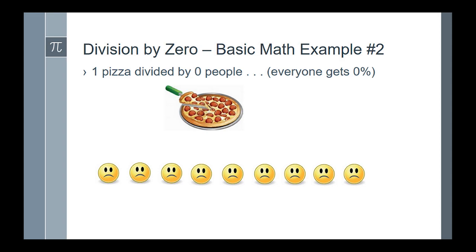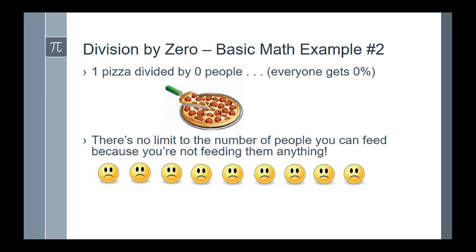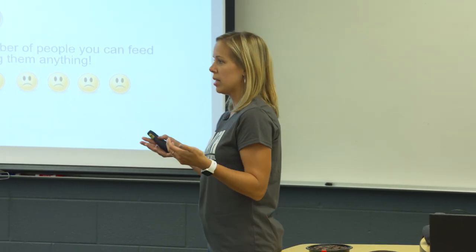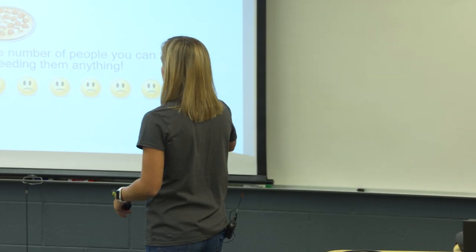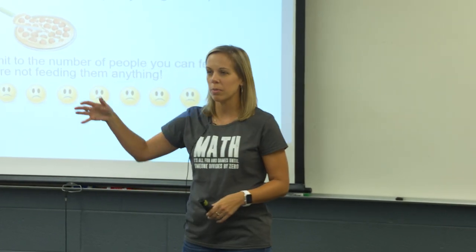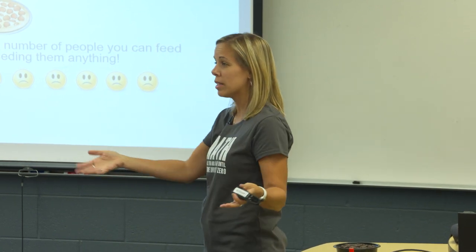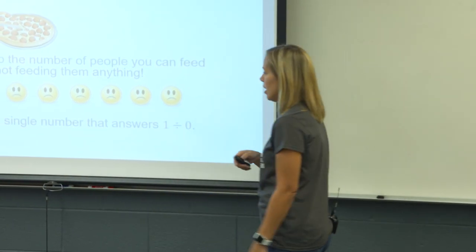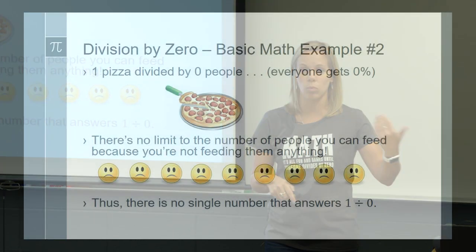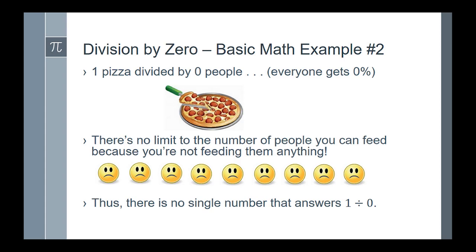Now we have one pizza, and we're going to divide it by 0 people. So everyone gets 0% of the pizza. So what is that? 1 divided by 0. Well, there's no number that satisfies that. We can actually feed an unlimited number of people because we're not feeding anybody, because nobody's getting any of the pizza that we have, okay? And everybody's sad. So there's no single number here that would answer 1 divided by 0. We don't have, like with 15 divided by 5 equals 3, a singular answer to go along with that.